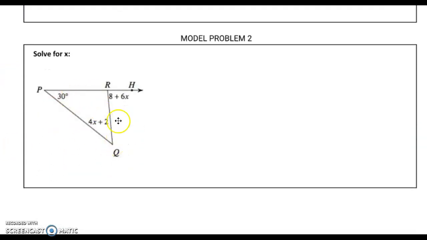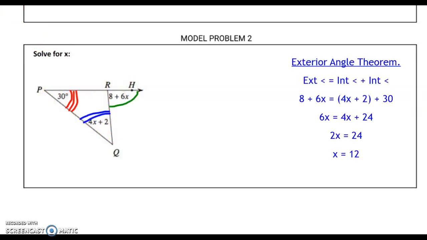In this model problem, it gives you the same type of information as the previous problem, but in this case, it is in terms of x, right? These are expressions rather than just numbers. It works the same way. Go ahead and try to use that exterior angle theorem on this problem. All right, you can see that this exterior angle is related to these remote interior angles by the exterior angle theorem. Exterior angle is equal to interior plus interior. We set up that equation and we solved for x. So x is equal to 12.